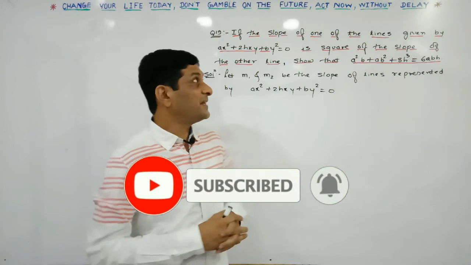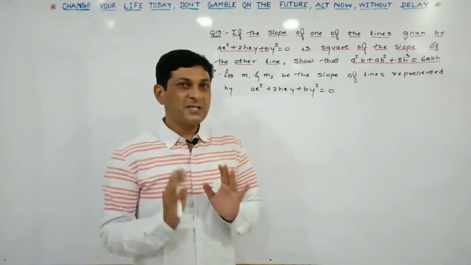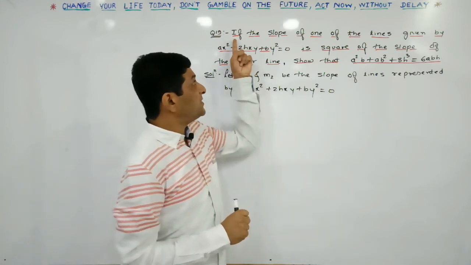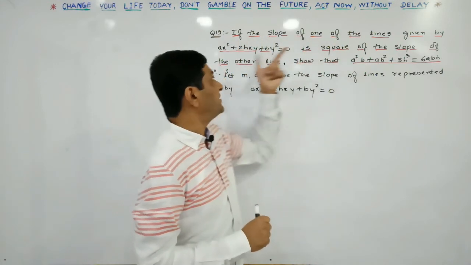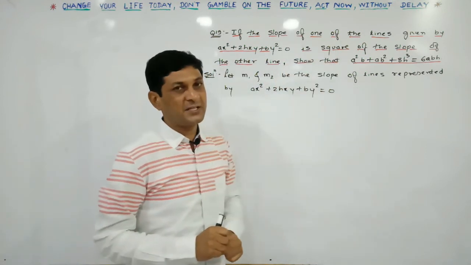So today we are starting example number 19 from this miscellaneous exercise. Observe the given condition in the example. Here it is given to us that the slope of one of the lines given by this homogeneous equation is the square of the slope of another line.